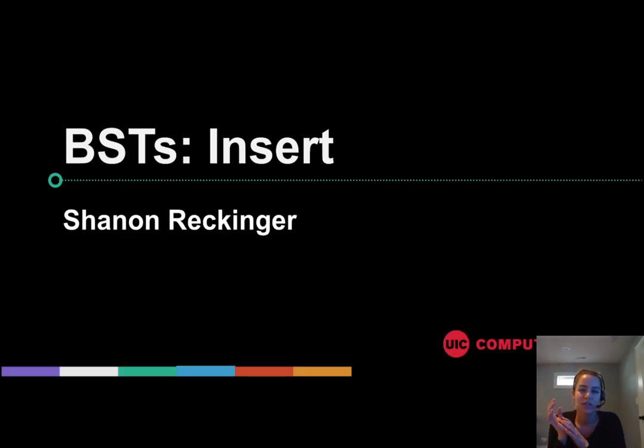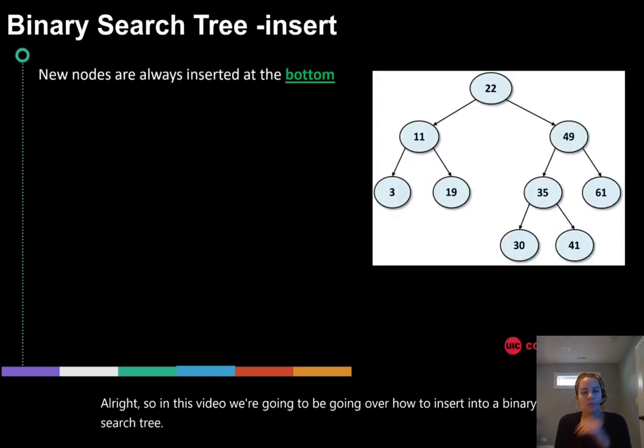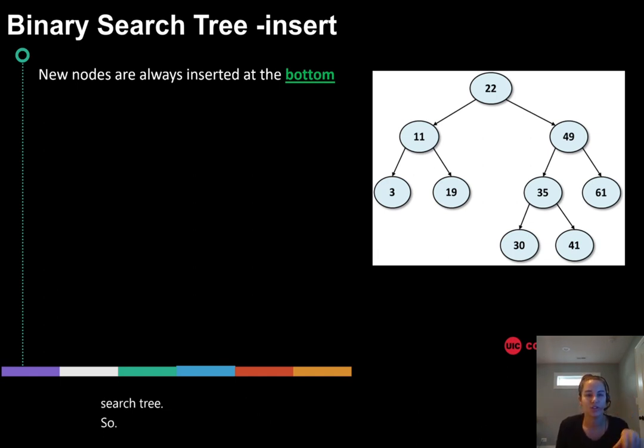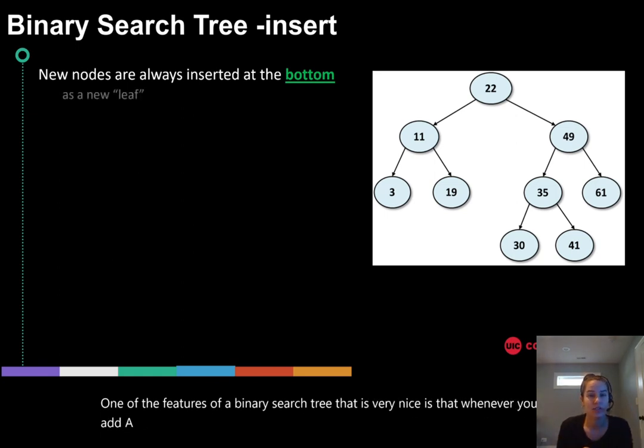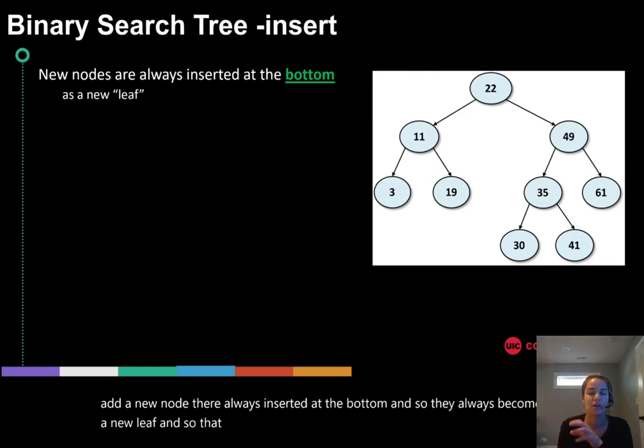Alright, so in this video we're going to be going over how to insert into a binary search tree. One of the features of a binary search tree that is very nice is that whenever you add a new node, they're always inserted at the bottom, and so they always become a new leaf. That really simplifies the amount of things that you have to reconnect when insert happens.